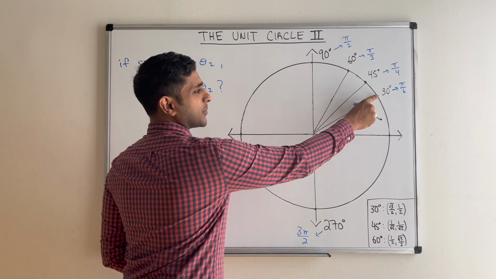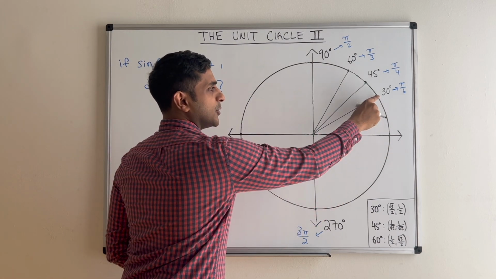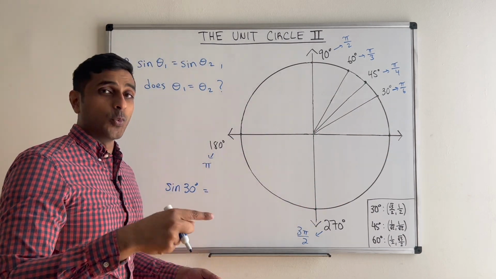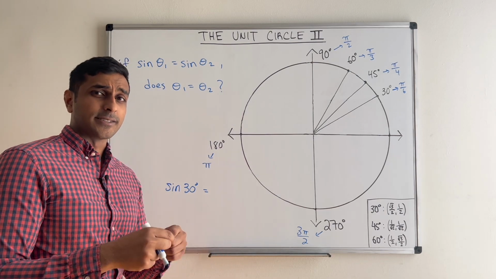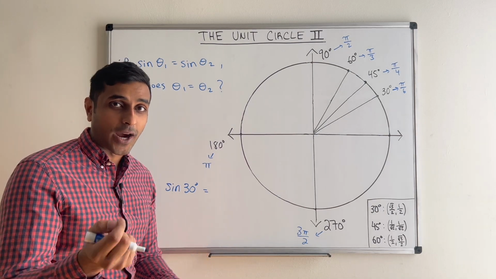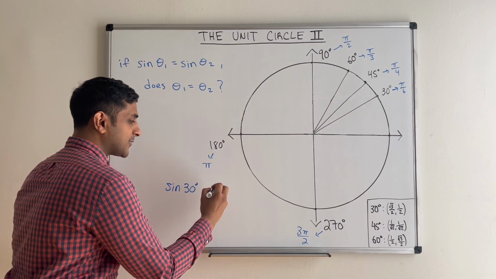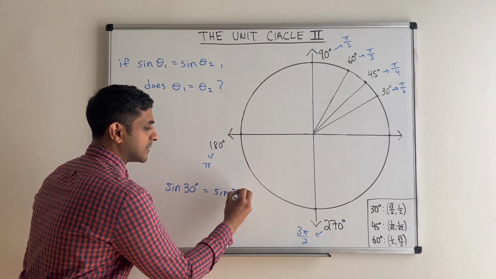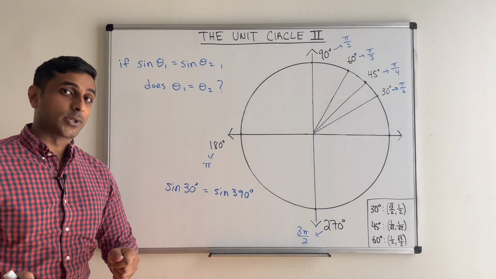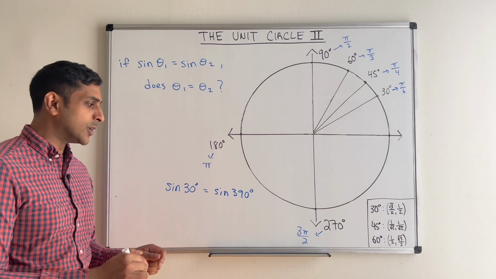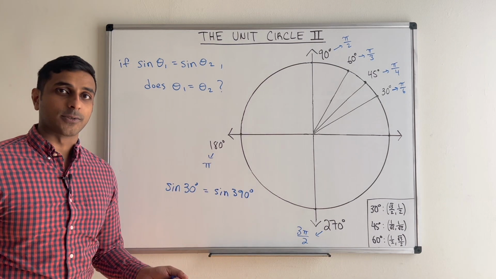Well, if you start at 30 degrees and make one full rotation, you end up at 390 degrees, which is technically a different angle, even though it's coterminal with 30 degrees. And since it's coterminal, it definitely has the same y-coordinate or sine, so sine of 30 degrees is the same as the sine of 390 degrees. So the answer to this question is no. You cannot conclude that theta 1 is theta 2. You might, in fact, have coterminal angles.